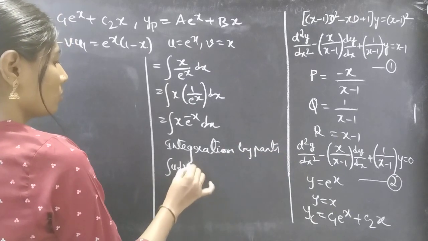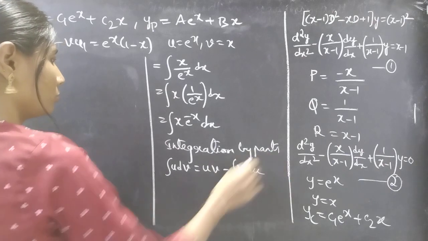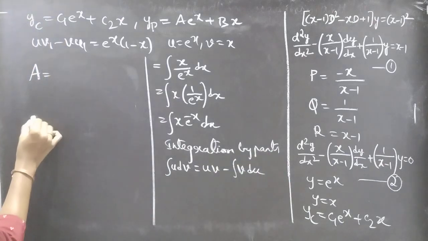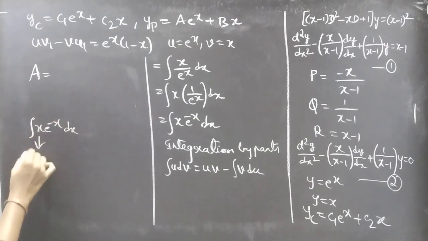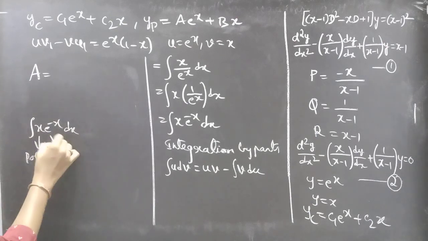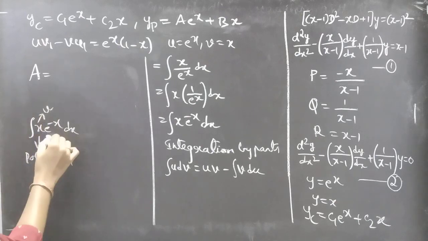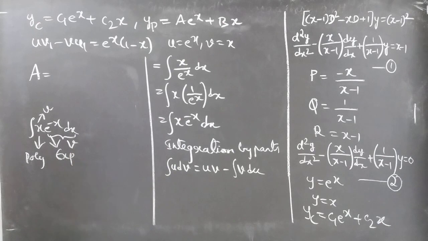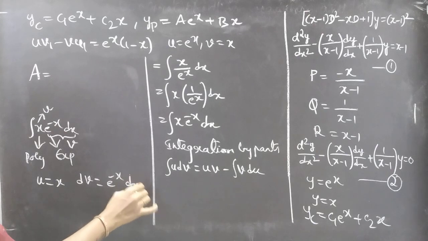Integral u dv equals uv minus integral v du. See, in the integrand you are having the product of a polynomial function and an exponential function. So we'll take the polynomial function as u and the remaining part as dv. We are having u equal to x and dv equal to e power minus x dx, right?